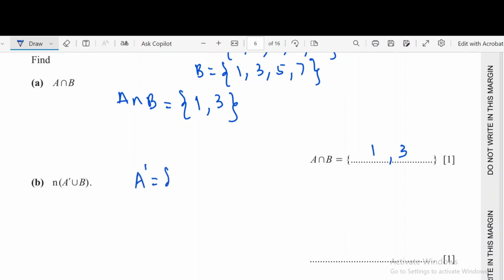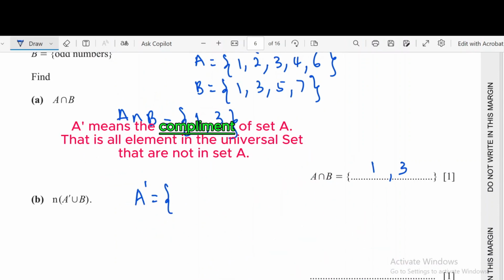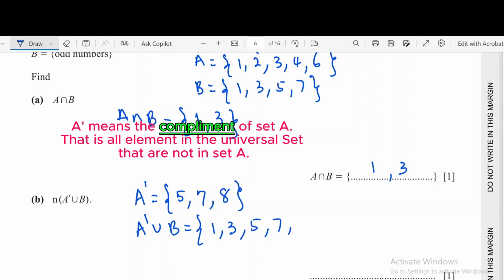These are the numbers that are in the universal set but are not in set A. They are in the universal set, but we can't see them in set A. So 5 is in the universal set, not in A. 7 is there, and 7 is not in A, and 8 is there. Okay. All right. And so now if we combine this, the union means we are combining this with B. So we have 1, 3, 5, 7, and 8.